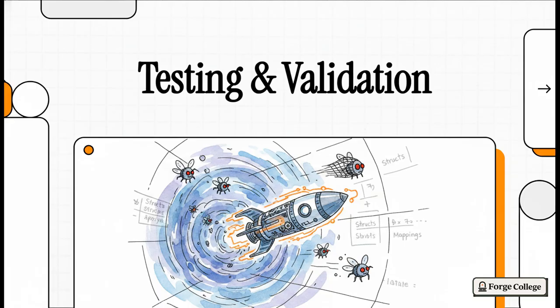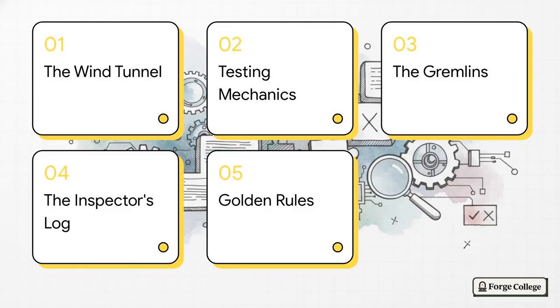We're going to keep things light, but trust me, the bugs we're hunting today? No joke. In Web3, a single missed validation can literally mean millions of dollars permanently locked or drained. Getting this right is absolutely non-negotiable. Let's just quickly look at our engineering blueprint for today. We've got 5 main stops. First, setting up our wind tunnel. Then testing mechanics, hunting down the gremlins, building the inspector's log, and finally, the golden rules of testing.